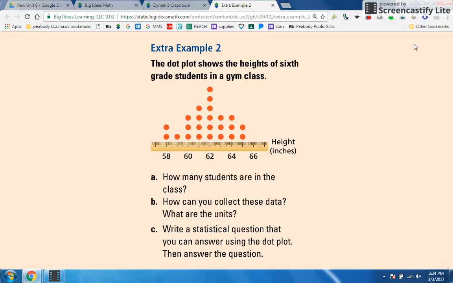So I want you to see if you can use this dot plot to answer these questions. It says the dot plot shows the heights of 6th grade students in a gym class. How many students in the class? Count how many dots there are. How can you collect this data? So how do you measure people and what units are they using? Write a statistical question, so a question that there could be different answers for it that you could use this dot plot to answer. So pause and try this last one.